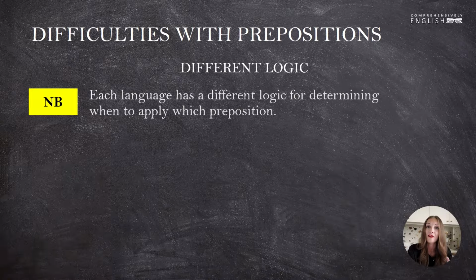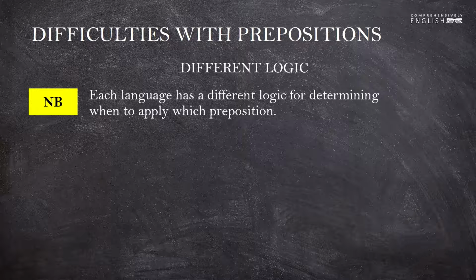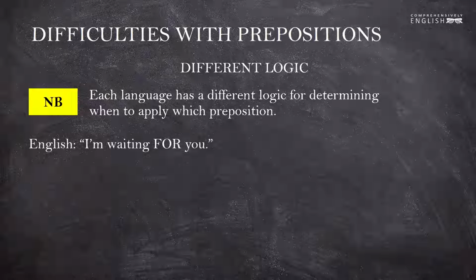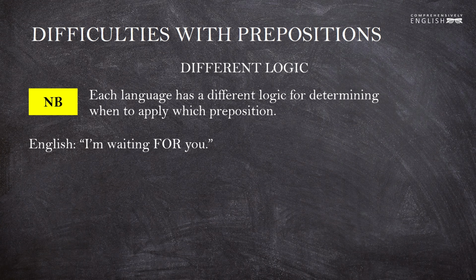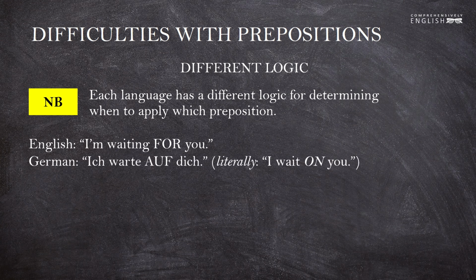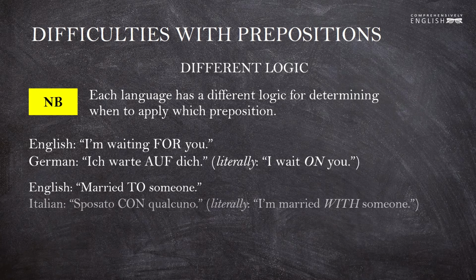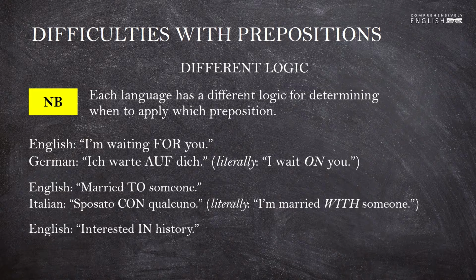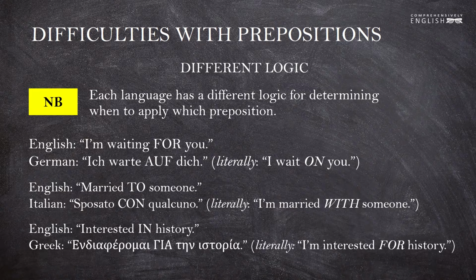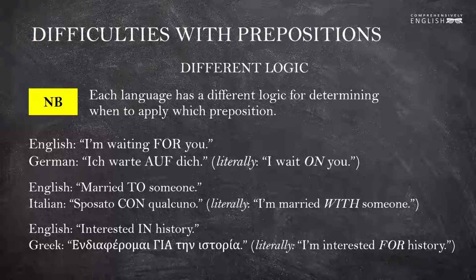Finally, the last challenge that I see with prepositions can be called different logic. The problem here is that every language has its own logic when to apply these or that preposition. Let's look at several examples. In English, we say I'm waiting for you, while in German the same idea is Ich warte auf dich, which literally means I wait on you. In English, we say somebody is married to somebody, while in Italian it is sposato con qualcuno, which literally means I'm married with someone. In English, it's interested in history, while in Greek it is endiaferome για την ιστορία, which literally means I'm interested for history.